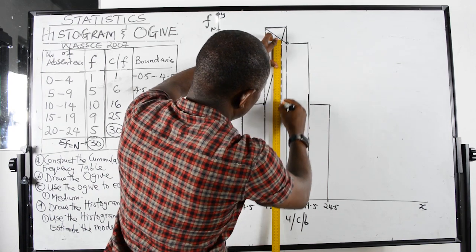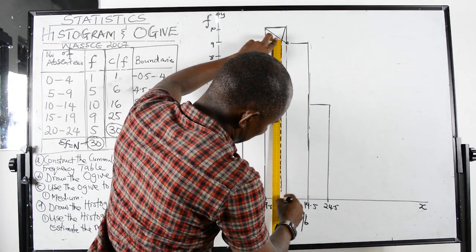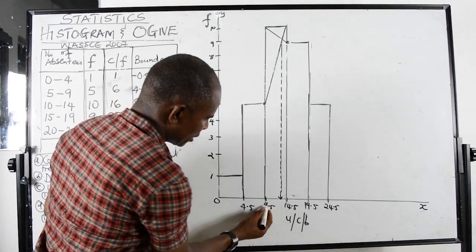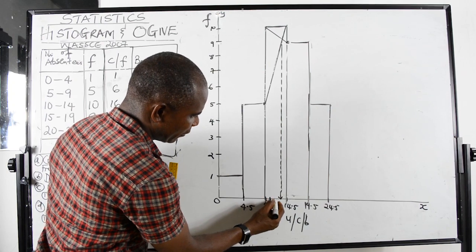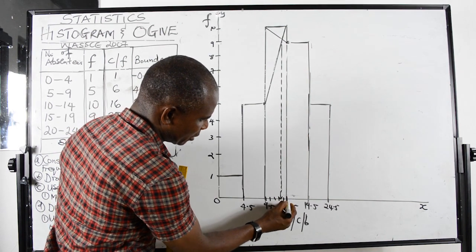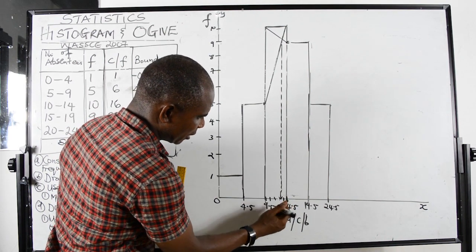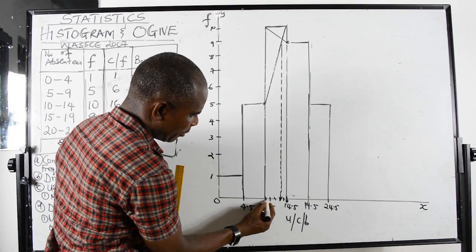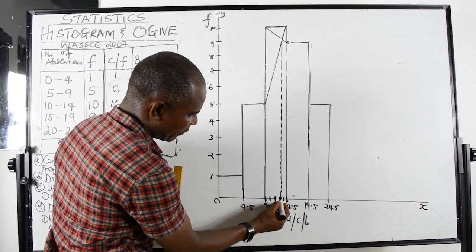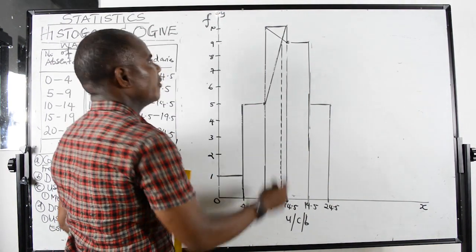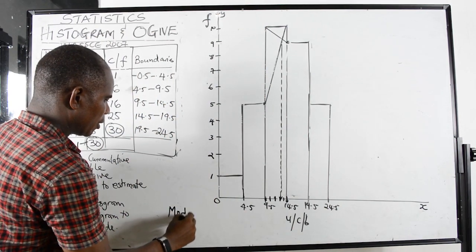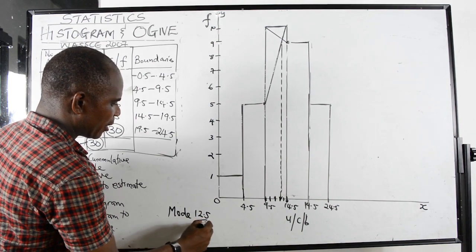It's going to touch a number on that axis, down, down, down. So it touches a number there. This is 9.5. This is 10.5. This is 11.5. This is 12.5. This is 13.5. This is 14.5. So this guy is touching 12.5 from my own graph paper. So I can say my mode is given by 12.5 from my own graph paper.